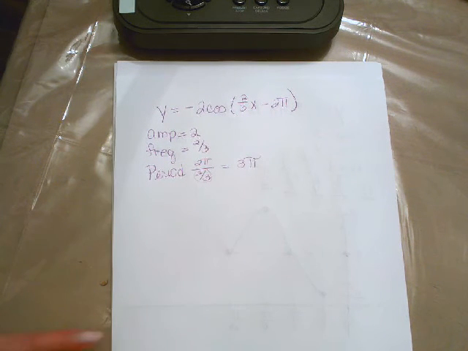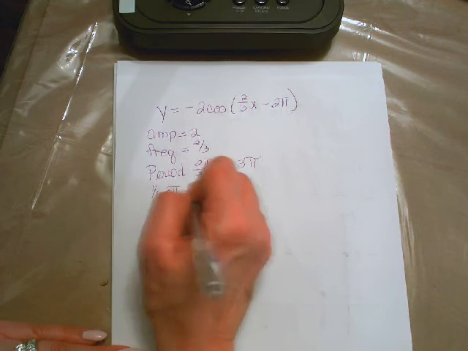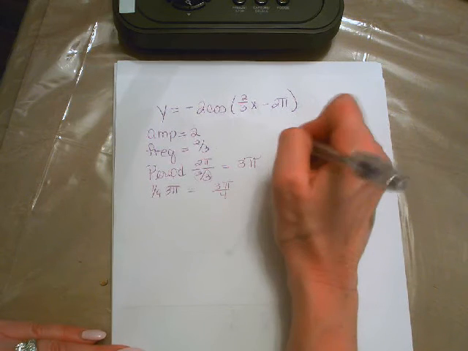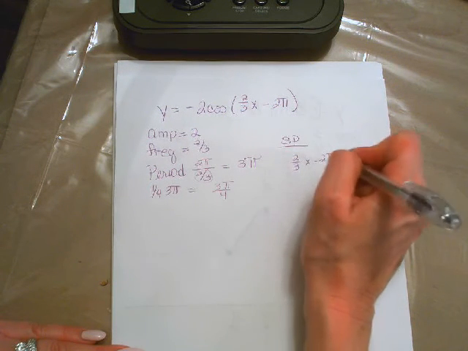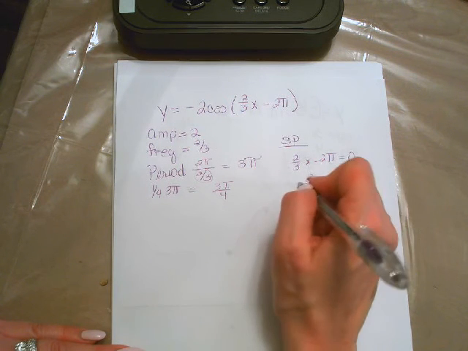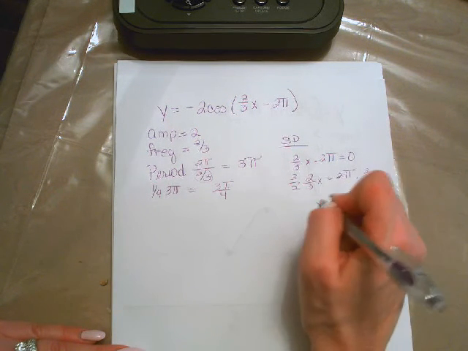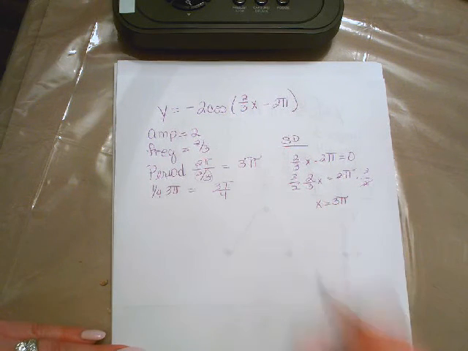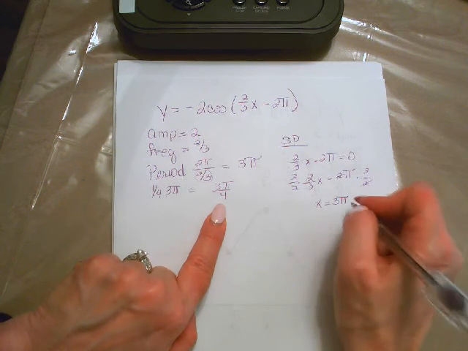You got to do the math there, guys. You're dividing by a fraction, you multiply by the reciprocal. 1/4 of 3 pi is 3 pi over 4. And the starting point: 2/3 x minus 2 pi equals 0. 2/3 x equals 2 pi. Multiply by the reciprocal. x is 3 pi. So I'm starting at 3 pi, but I'm moving by 3/4.